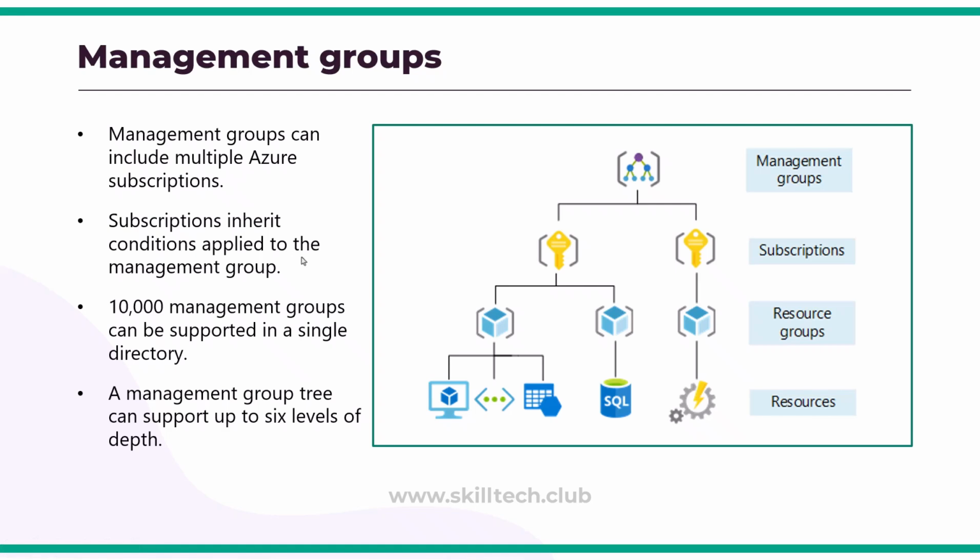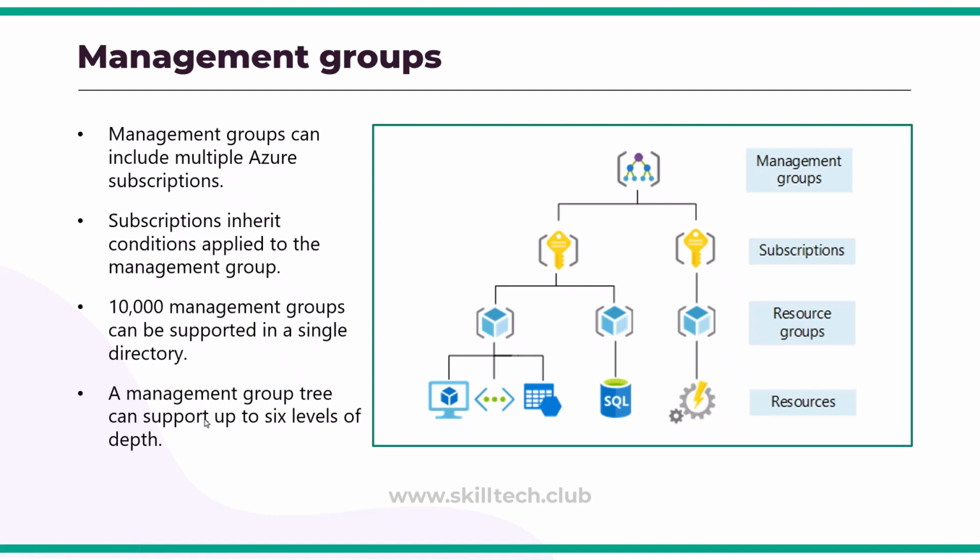And then the limit is this: you can have 10,000 management groups supported in a single directory. So when you create an Azure tenant or a directory, one directory can have 10,000 management groups, and then each management group can have multiple subscriptions, resource groups, and resources likewise. A management group tree can support up to 6 levels of depth. So not only one management group. When you are creating 10,000 management groups in your organization, you may have one management group, then a nested level of management group inside that, then another nested level. This kind of up to 6 levels of depth you can create.